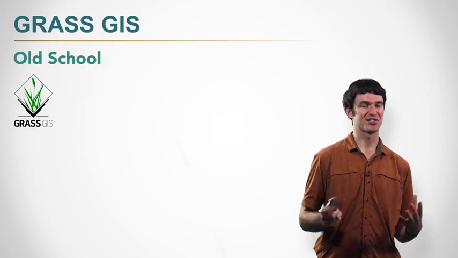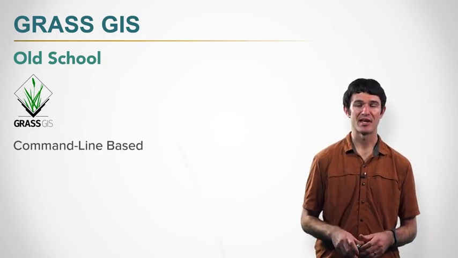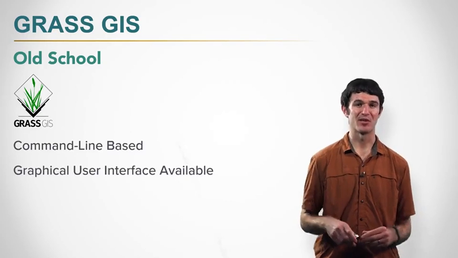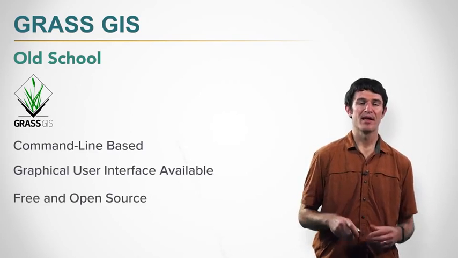And just to touch on one of the other old school GIS systems, there's GRASS, originally, or still means Geographic Resources Analysis Support System. And it's primarily command line based. It started command line based. There's now a GUI available. And it's free and open source as well.